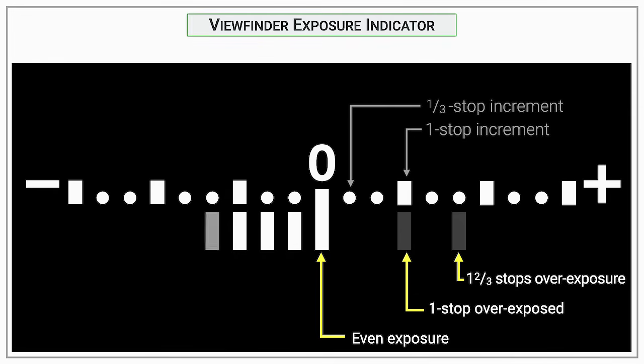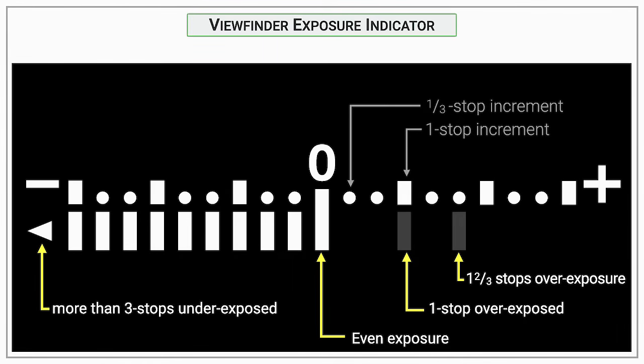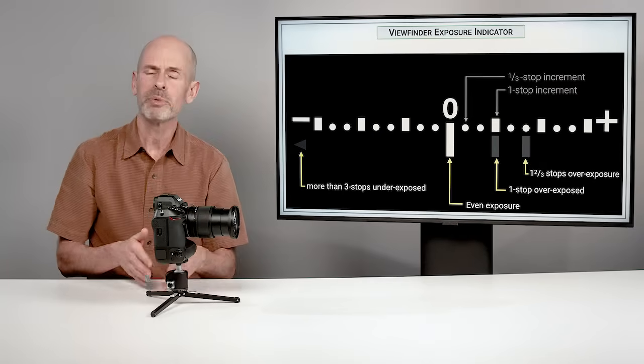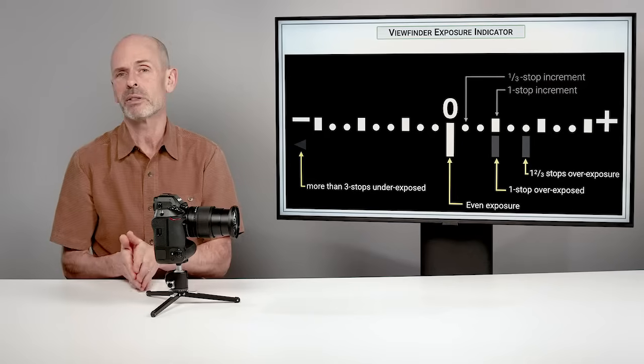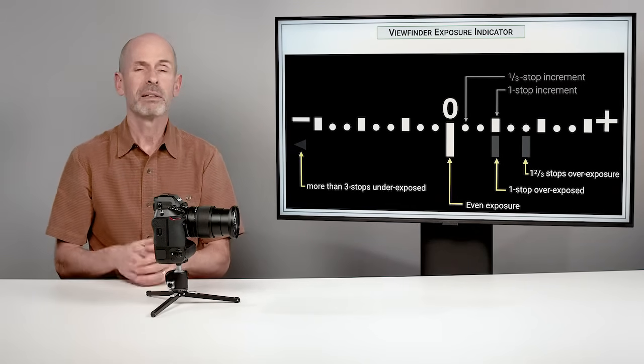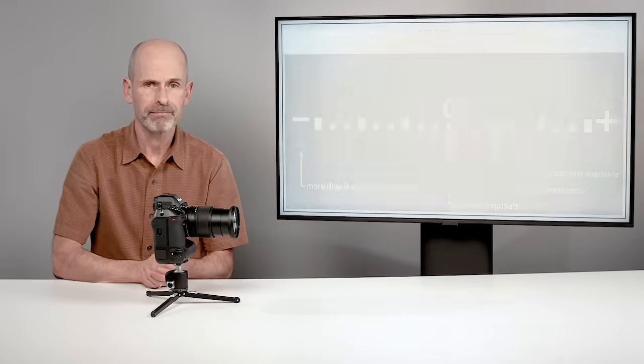Now, if you are way off, you're going to get an arrow pointing off in the direction, which just means that you're more than 3 stops under or over exposed, and it's likely to be a pretty terrible exposure. So generally, a lot of times I like to get the exposure indicator in the middle to start with, and then depending on the scene, some scenes are a little bit brighter, some are a little bit darker, you start working it from one side to the other as need be according to that particular scene.